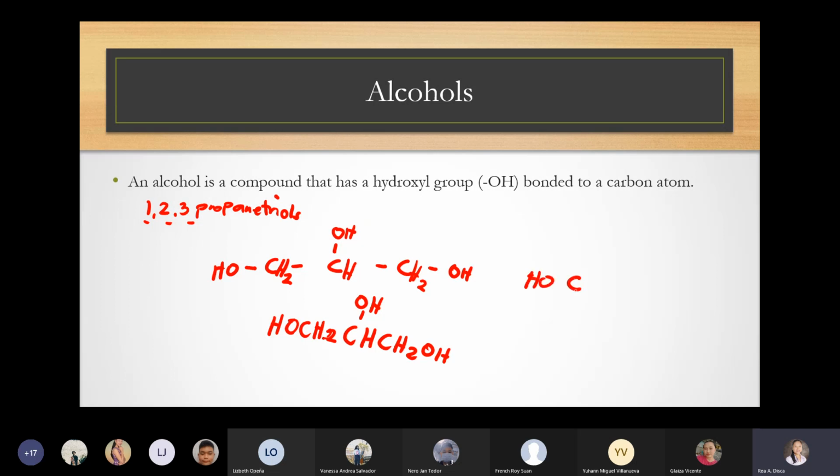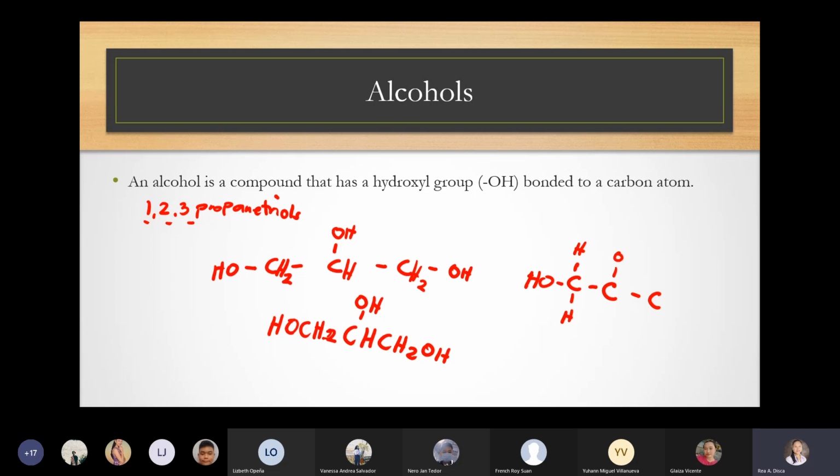Or, para mas makasiguro tayo, pwede natin gawin ito. HO, carbon. Okay, then bonded by another carbon. Then bonded by another carbon. So, ilan yung kulang nitong first carbon natin para maging 4 siya? Okay, hydrogen.